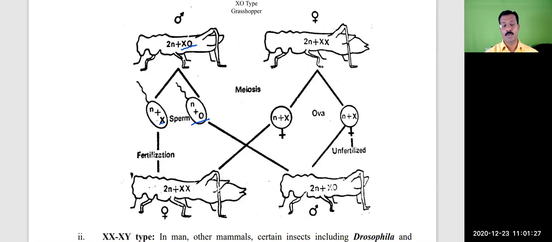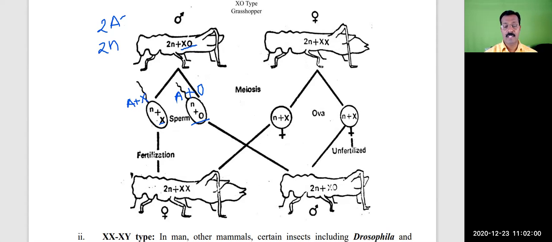These body chromosomes, it doesn't matter about these body chromosomes. They may be denoted by N or A. 2A means two sets of autosomes, or 2N means two sets of body chromosomes. So it will split either A and A plus one of the sex chromosomes, that is A plus X and A plus 0, or N plus X and N plus 0.